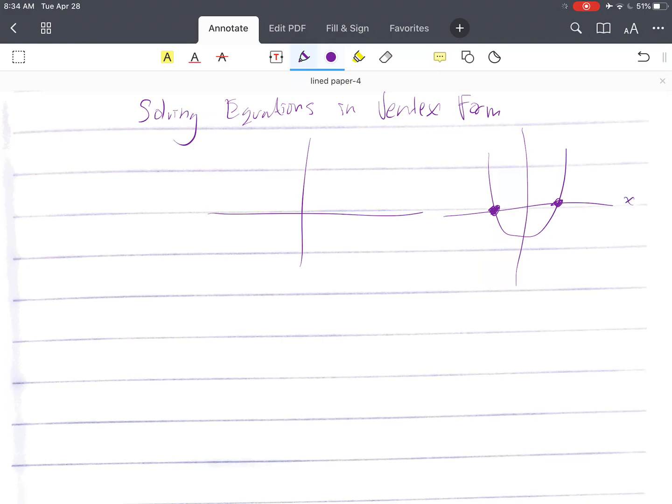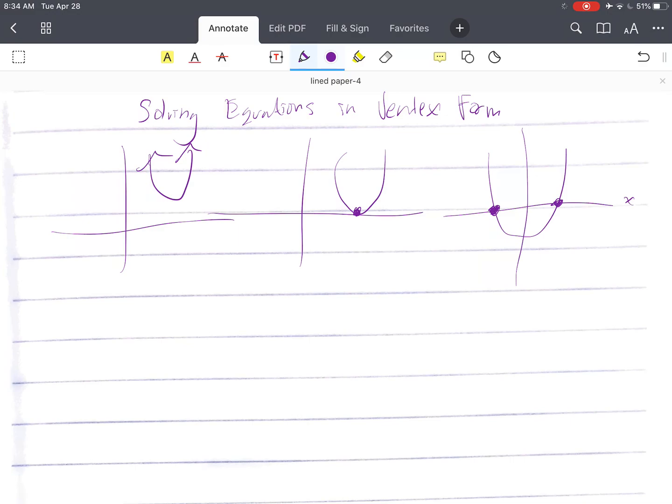Right? This means it has two solutions. The quadratic is crossing the x-axis twice. It's also possible for it to do something like this, where it only crosses once. And if you're wondering if it's possible for it to cross 0 times, absolutely. This graph doesn't even cross the x-axis.